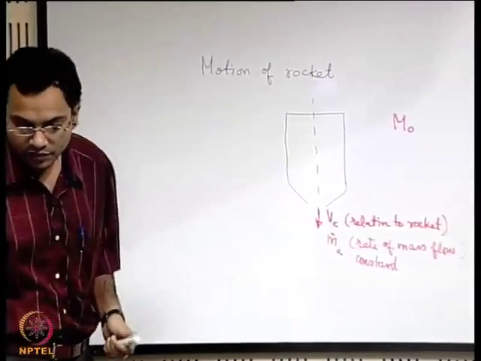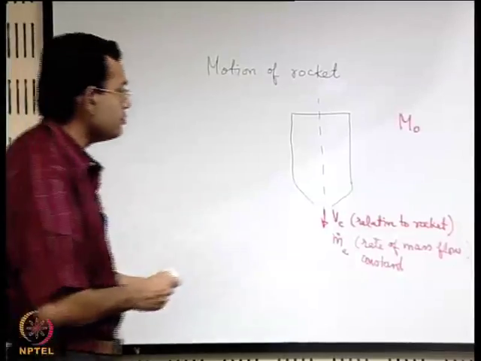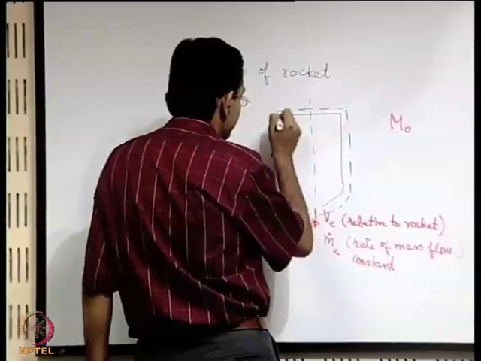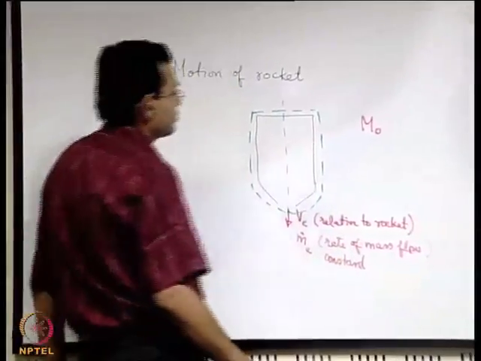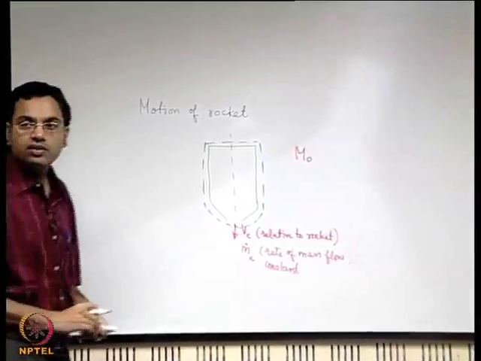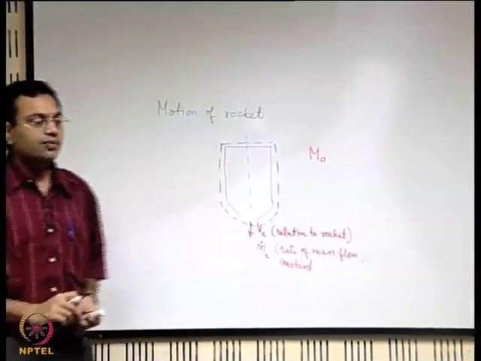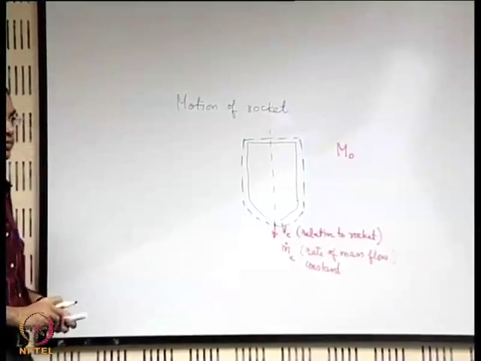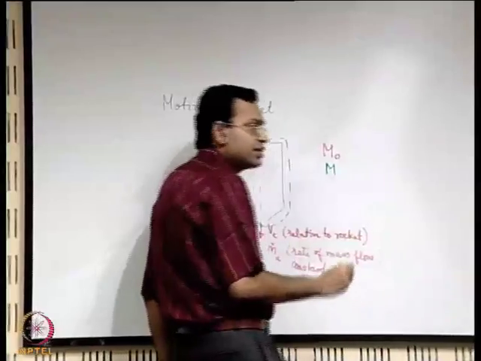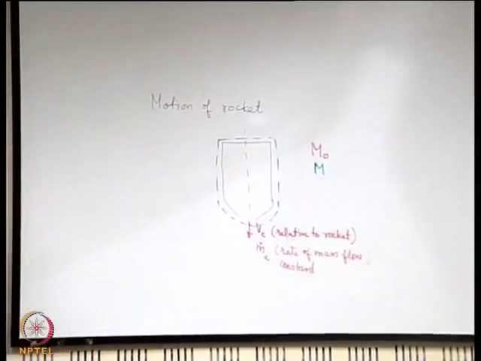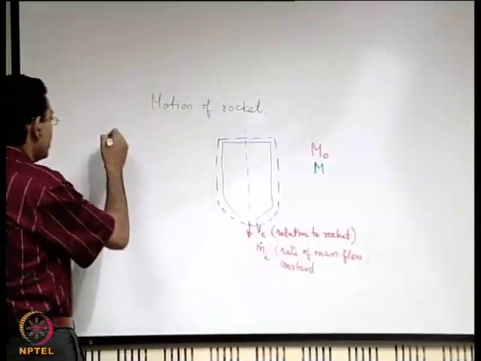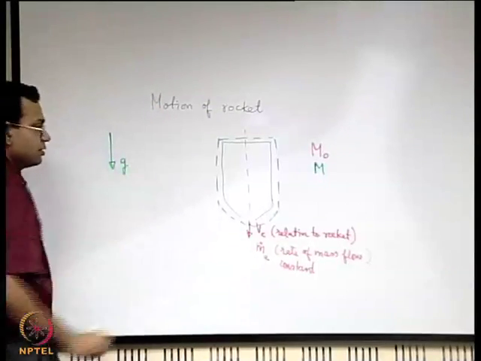Now let us try to write the expression for the integral form of the linear momentum conservation for this rocket. So we identify a control volume, something like this. And we try to identify all the forces which are acting on this control volume. So what are the forces which are acting? Let us say that at any instant, m is the mass which is there inside the control volume. So m is a function of time, and gravity is acting in this direction.